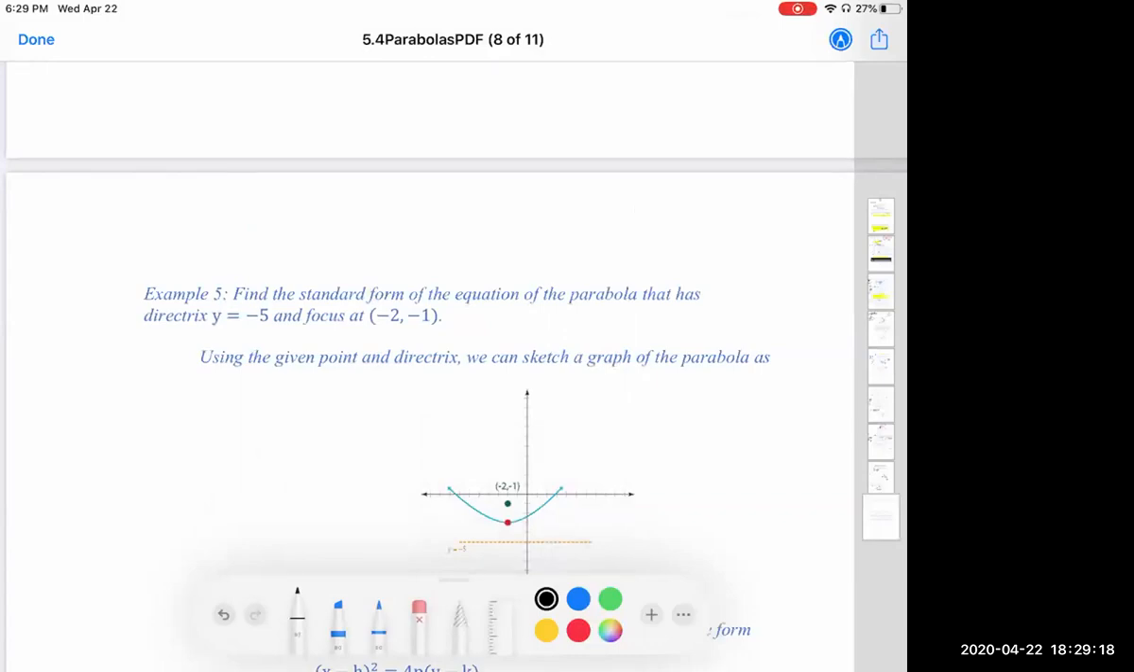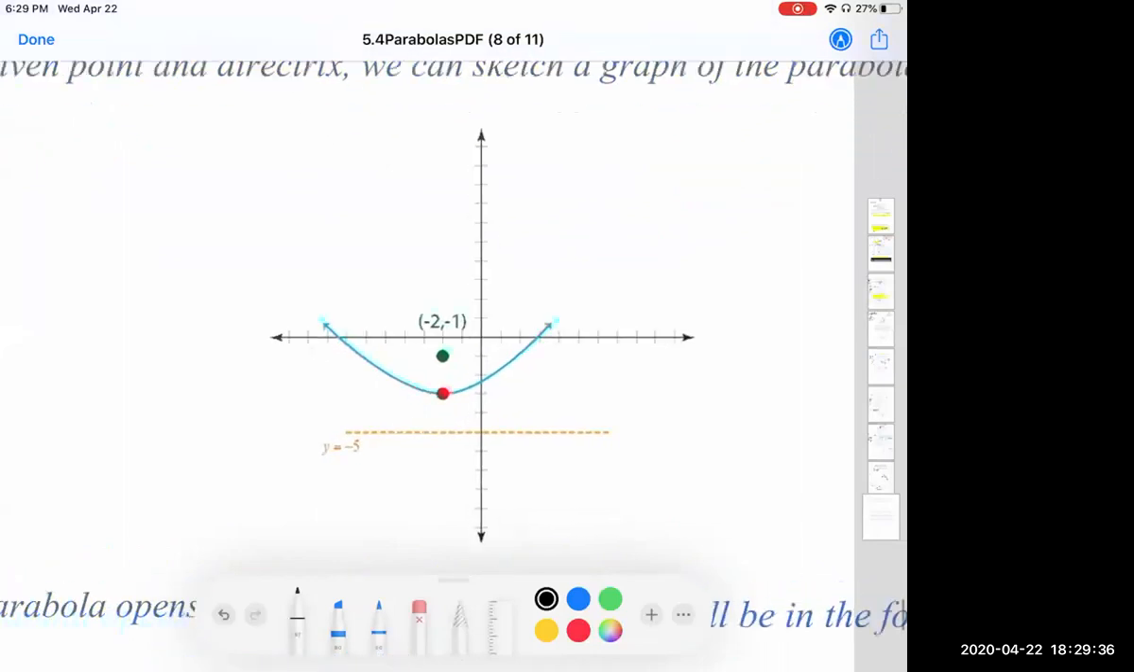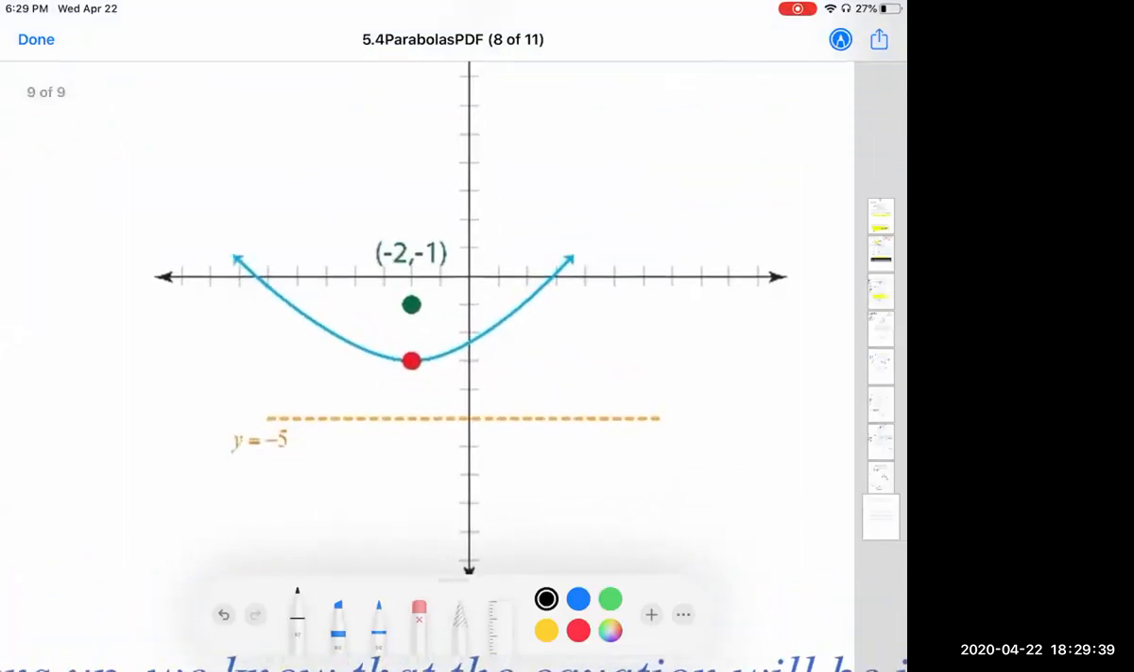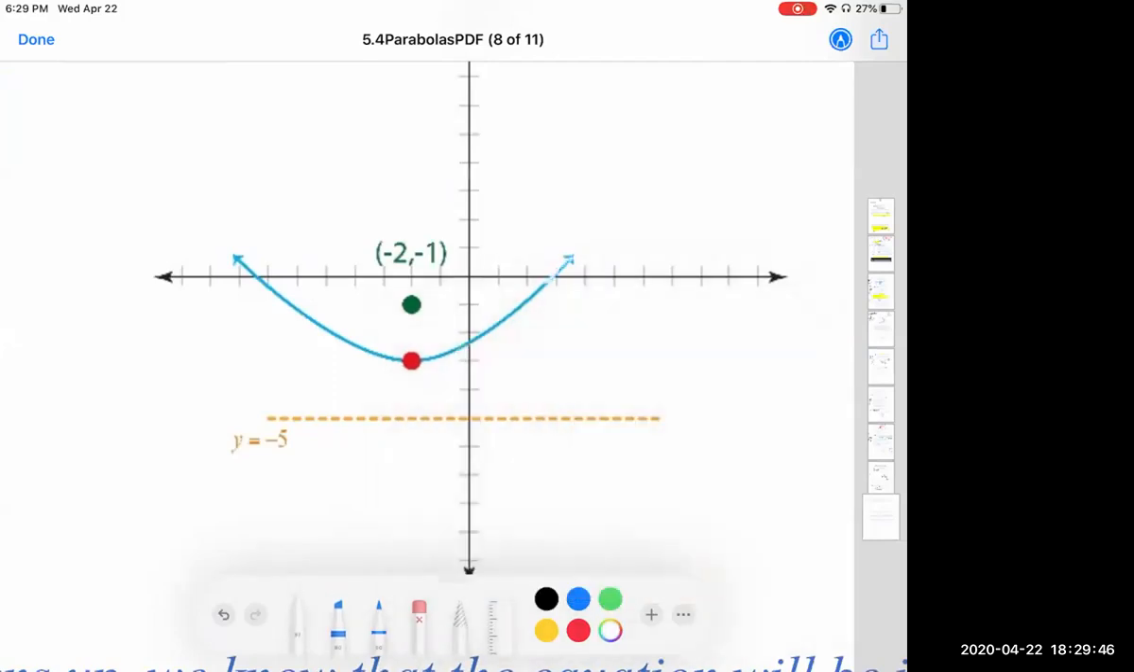Example 5, find the standard form of the equation of the parabola that has a directrix of -5 and a focus at -2, 1. All right, so let's plot those points. So ignore your parabola and erase it so you're not tempted by it.